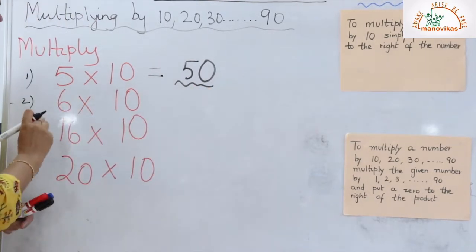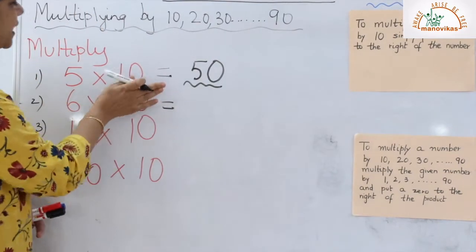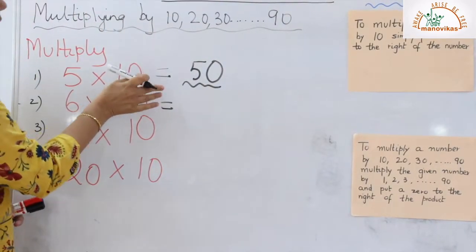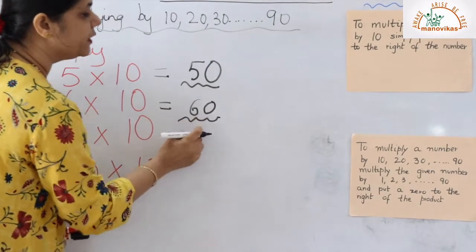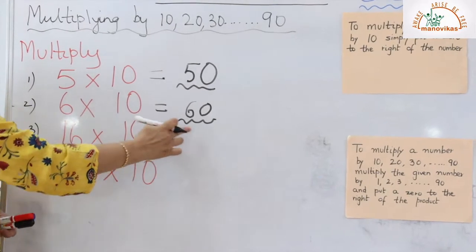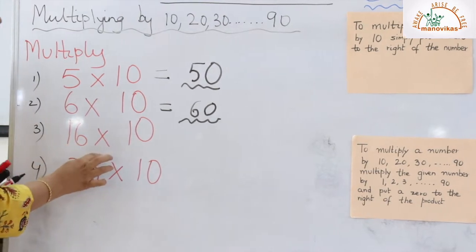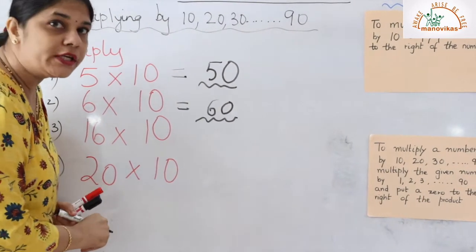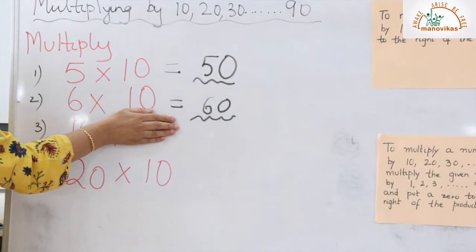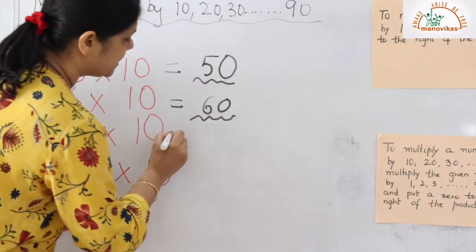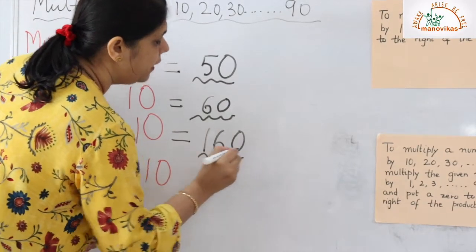Okay. Now look at the next example. 6 multiplied by 10 is how much? Which is the number you need to multiply? 6, right? So write 6 and just put a 0 to the right of the number, that will give you 60. Now look at the next number here. What is the example? 16 multiplied by 10. Children, now you tell me which is the number you need to multiply by 10? Yes, 16. So write 16 and just put a 0 to the right.